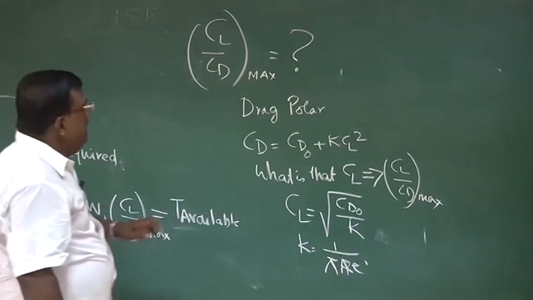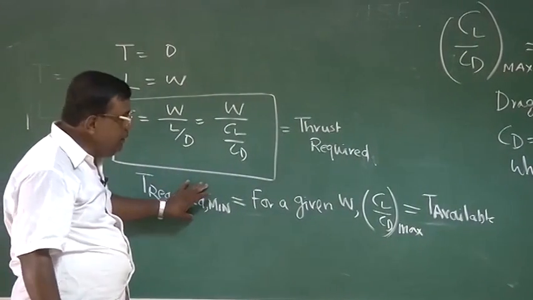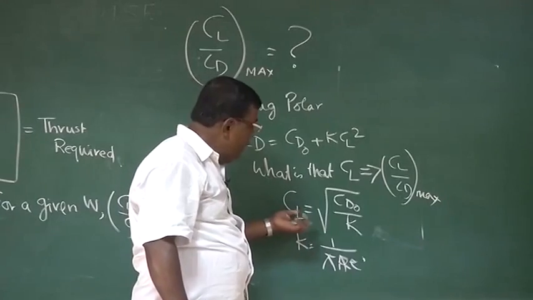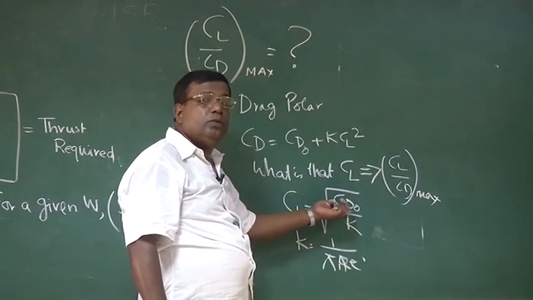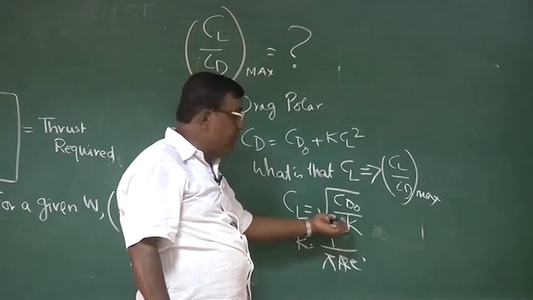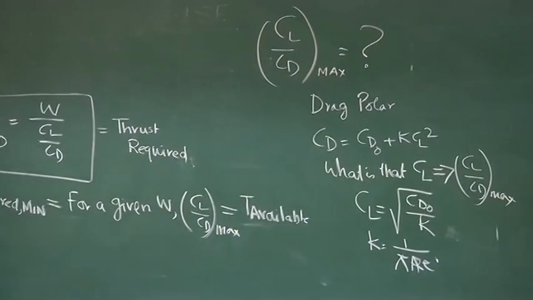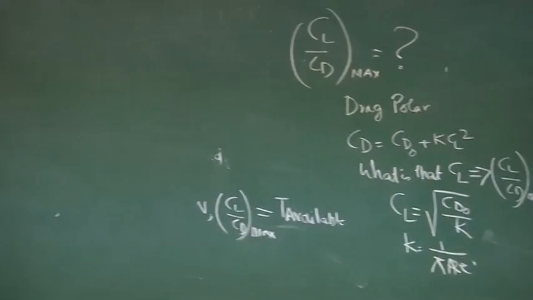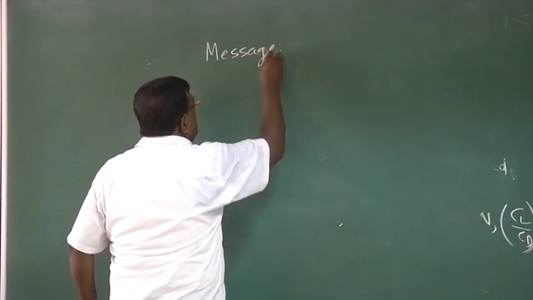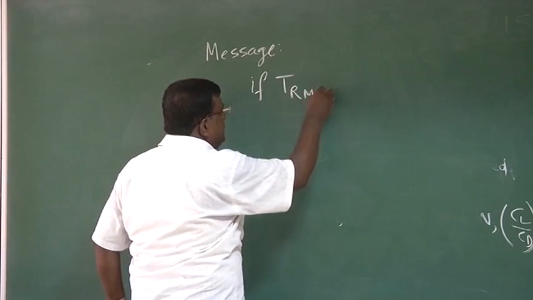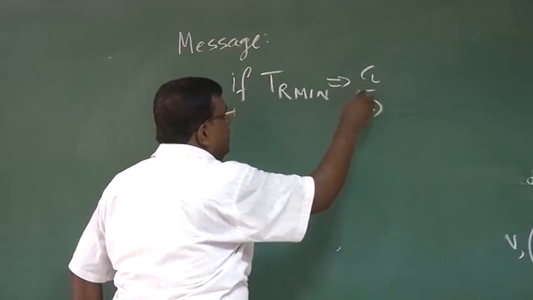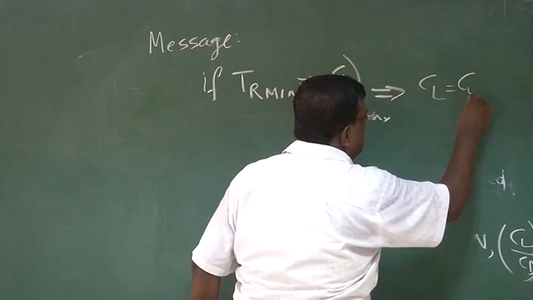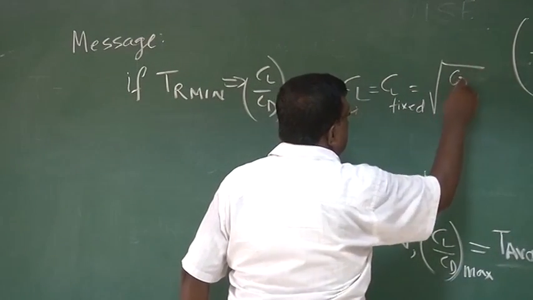So what is the message? Message is, if we want to fly at thrust required minimum, then I need to fly at CL by CD maximum, which means I need to fly at a fixed CL, because CD naught value is fixed. Typically the value will be 0.02 to 0.023. K, for a given aspect ratio, is fixed. So CL is fixed. So what is the message? Message to pilot is, if you want to fly at thrust required minimum, then fly at CL by CD maximum, and that is fly at CL equal to CL fixed, which is given by CD naught by K.